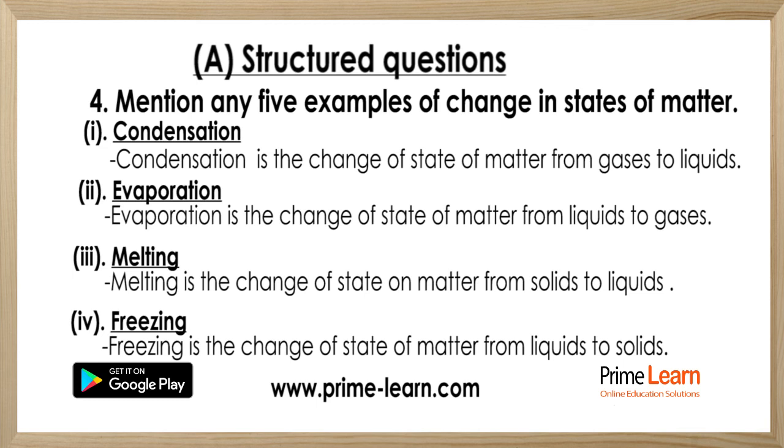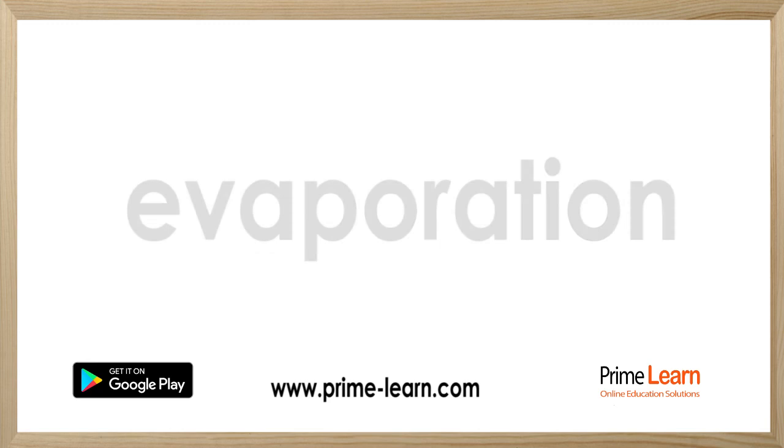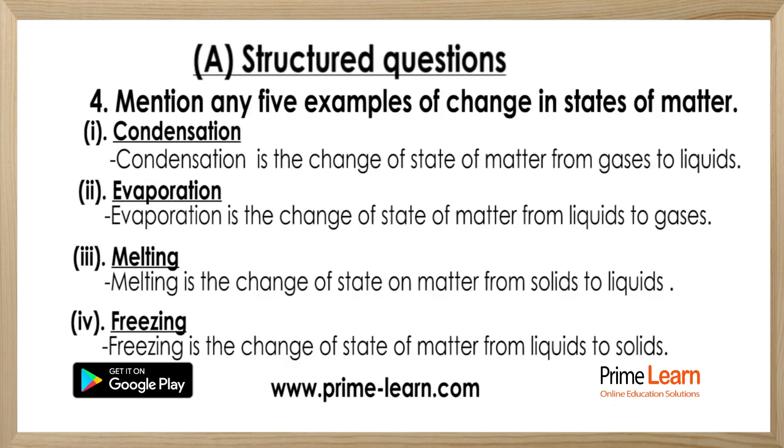Wow. Let us go to example number 2. Example number 2 is evaporation. How do we spell the word evaporation? We spell it as E-V-A-P-O-R-A-T-I-O-N, evaporation. And evaporation is the change of state of matter from liquids to gases.